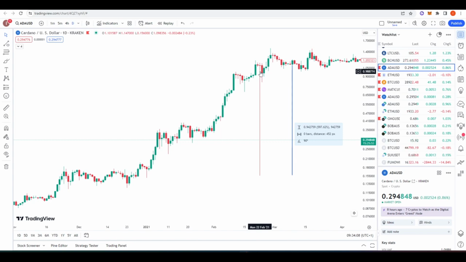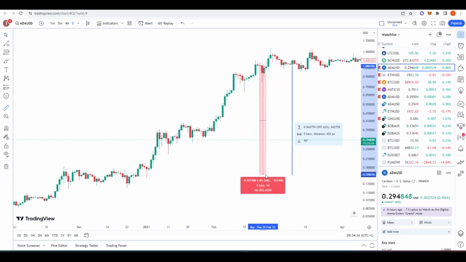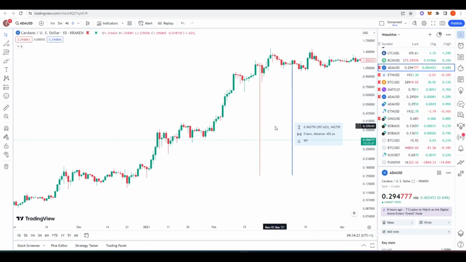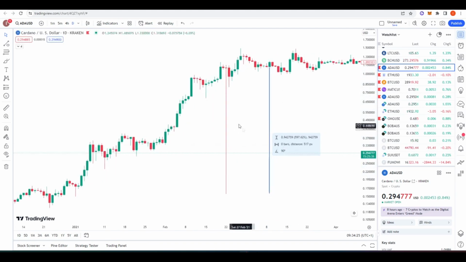And as we see here, we have Cardano up on the screen. The price of Cardano massively dipped. So if I just show you here, it went down about 85%. And this was purely on Kraken, right? This didn't happen on any other exchange. It was abnormal market behavior.